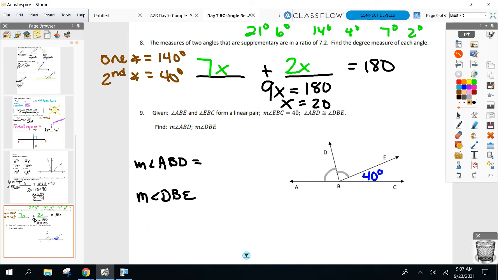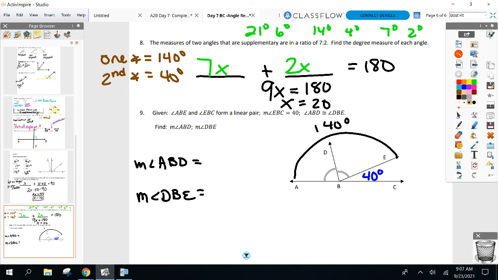How we doing? We all right? Okay, so you got 40 degrees was EBC, and I told you the other two angles were congruent. A couple different ways you could set up an equation if you want. If EBC is 40, what's the rest of the angle here? ABE has to be equal to 140, because you know a straight line is 180 degrees, right? And 140.